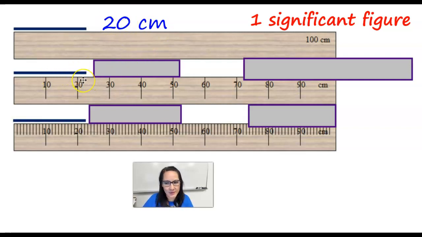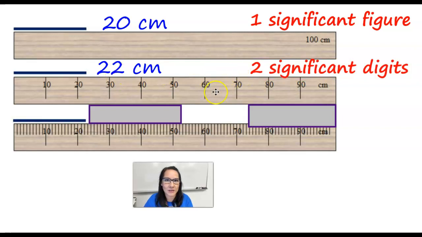In this ruler, we could say for sure that it's 20, and then I have to guess a little more. 20 what? And maybe we'll say it's 22. But that's as far as I can go. I can't estimate any further than that. I don't have any more lines to go by. So what I'm sure about is that it's at least 20. So this is a certain digit. And then what I'm estimating is that it's 22. And so this is going to be my estimated value, and both of these will be considered significant. So this has 2 significant digits.